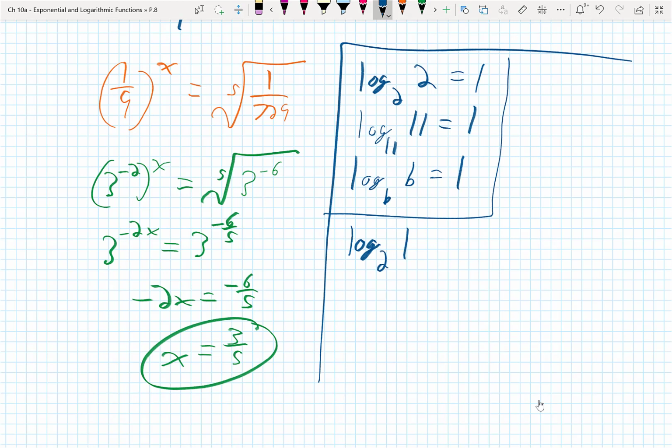Careful, 2 squared is 4. 2 to the 1/2 is the square root of 2. 2 to the 1 is 2. 2 to the 0 is 1. Remember, I'm asking you what the exponent is. 2 raised to what power is 1? Log base 11 of 1. 0. Log base b of 1. 0.